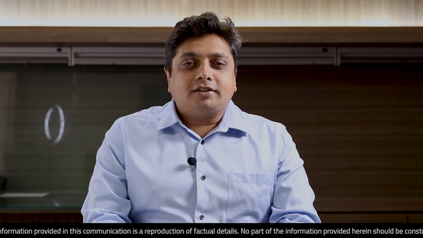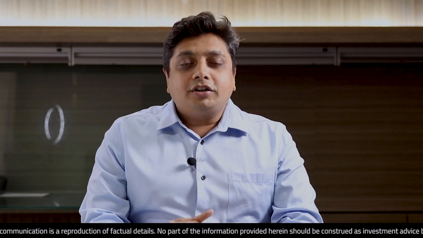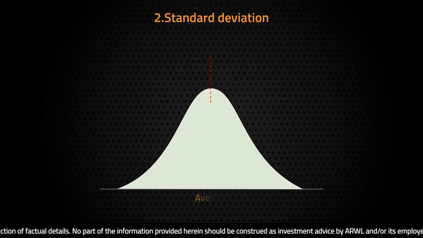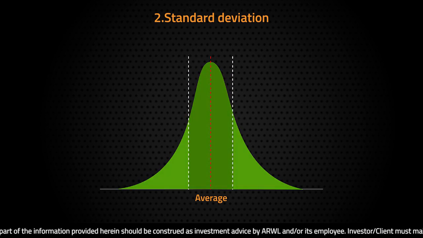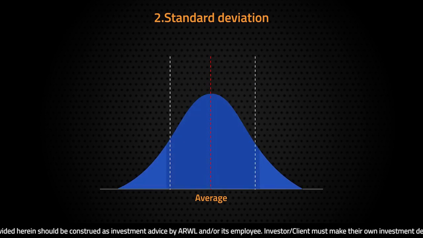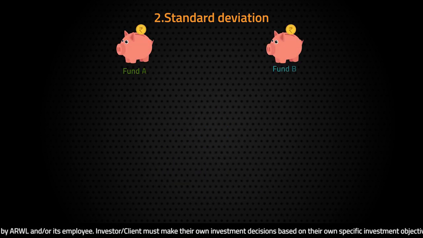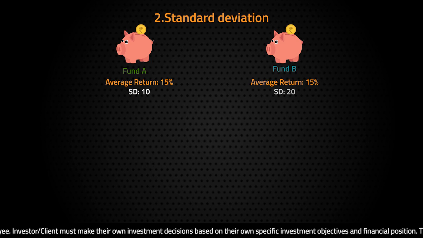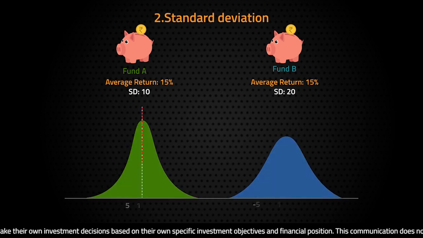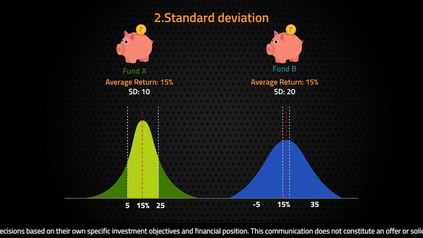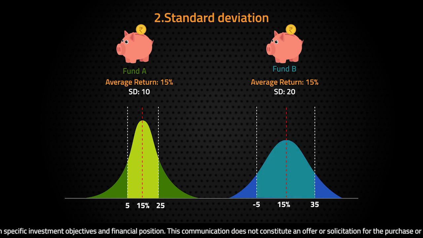The second measure of risk is standard deviation. Now standard deviation also calculates the volatility of your portfolio. Standard deviation is nothing but it measures the variation from your average expected return. Now let's take an example. Let's say there are fund A and B, both delivering an average returns of 15%. However, the standard deviation of fund A is 10%, whereas the standard deviation of fund B is 20%.